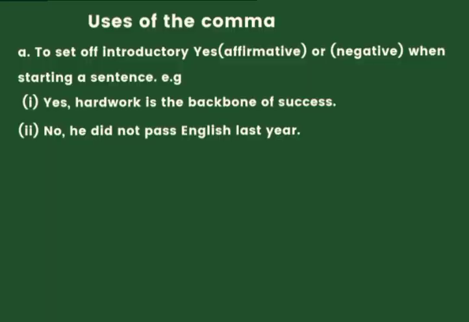Maybe you want to answer a question that needs you to say yes, or you want to say no. When you say yes or no, before you continue the sentence, you must put comma after the yes or no. And that is why we say we use it to set off introductory yes or no. That yes is affirmative, while the no is negative. So maybe somebody has asked you a question. Did you go to school yesterday? And you want to say either yes or no. You say yes. There will be a comma before you say I went, or no, I didn't go.